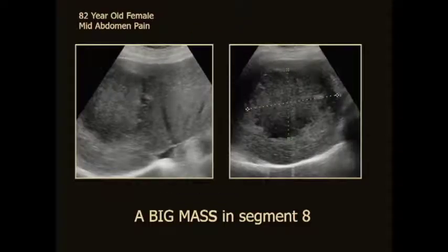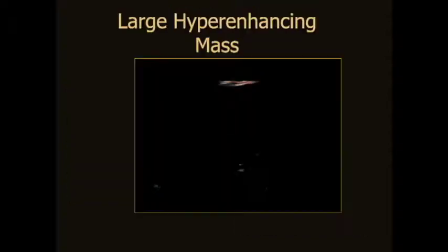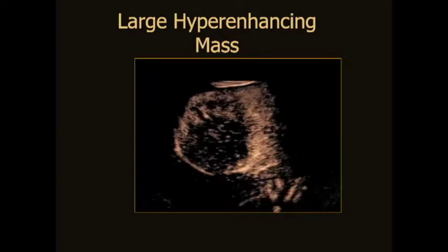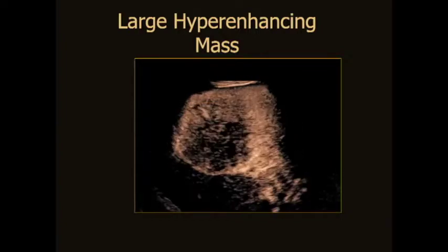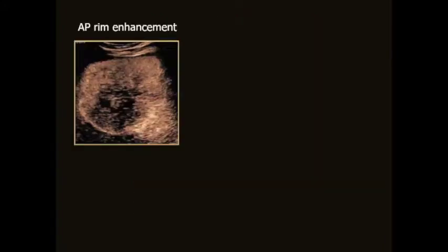So here's an 82-year-old female, not with risk factors. She has mid-abdominal pain and a very large mass in her liver. We can see surface retraction with much greater difficulty on ultrasound than on CT and MR scan, but well shown here. And when we do the contrast-enhanced injection, you can see that we're looking at a rim-enhancing lesion with a relatively hypovascular center, so definitely big rim on this lesion.